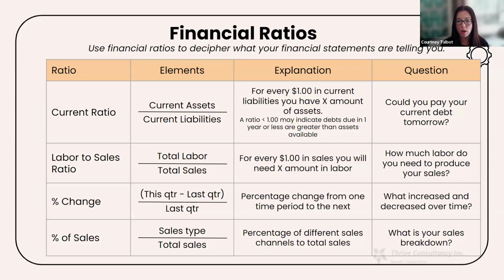The last one I want to mention, and again, this is just a selection of ratios that might be helpful. This is not all of them by any means. Percent of sales can answer the question, what is your sales breakdown? Maybe you have several different types of things you're selling and you want to know what is bringing in the most sales. You would take that sales type divided by the total sales to find the percentage of a specific sales type in relation to your total sales. Okay, again, this is not an exhaustive list, just some suggestions. The more you understand your financial statements, the more these ratios will make sense and you will be able to use them efficiently.